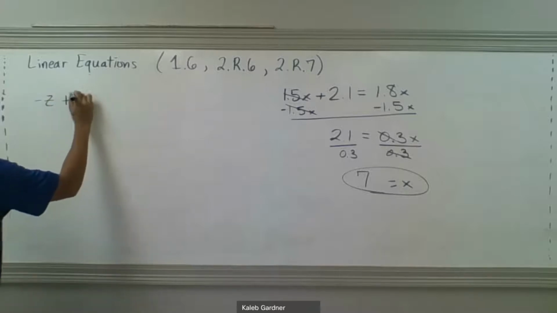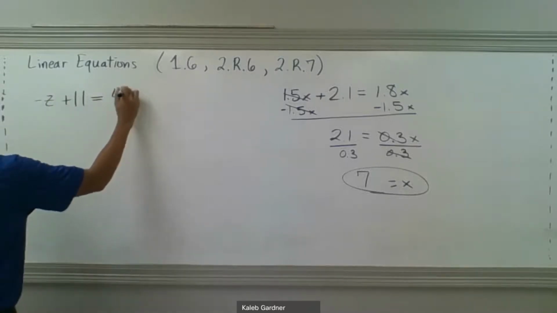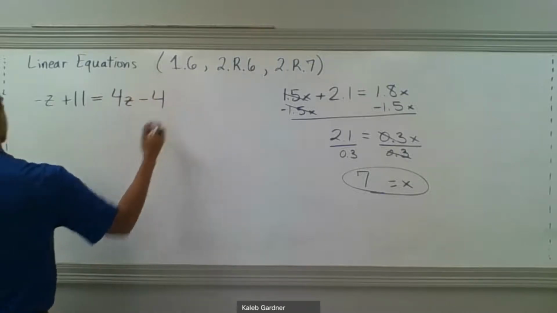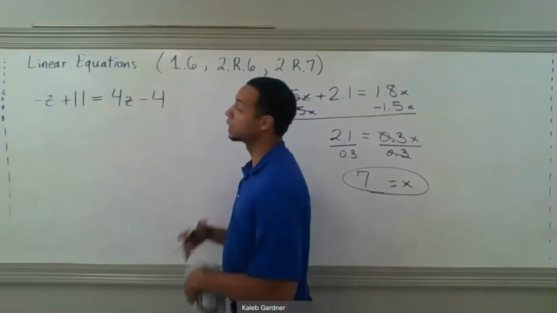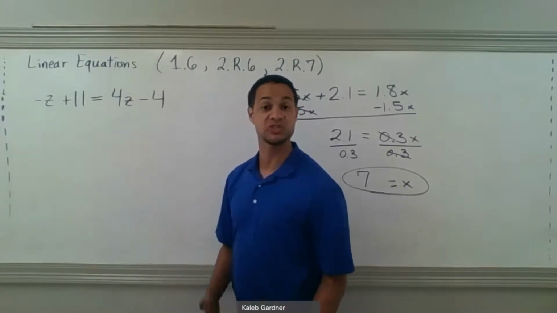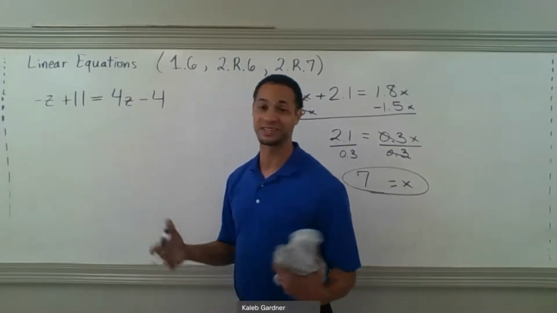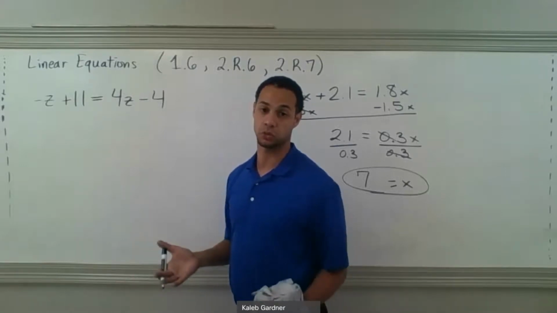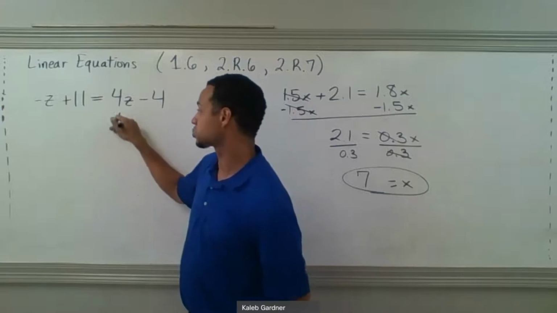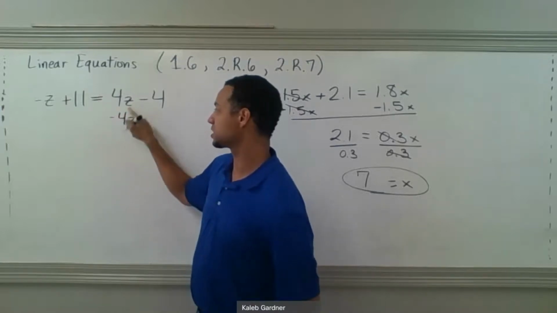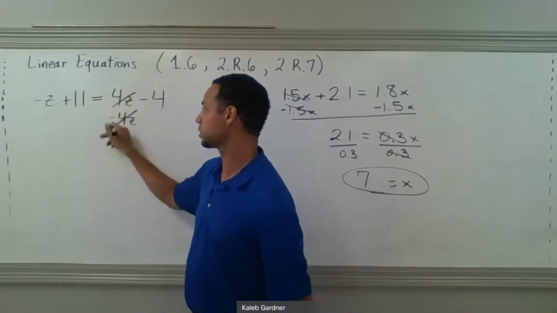Negative z plus 11 equals 4z minus 4. Okay, so let's do this one. Again, let's go ahead and get our variables together on one side of the equal sign. It does not matter which direction you go. Again, I prefer to go left, so let's do that. I'm going to subtract 4z because 4z minus 4z will make 0 here.